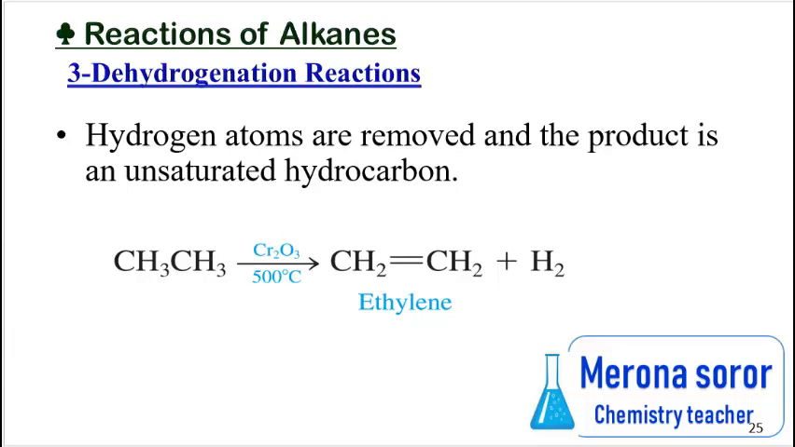Number 3. Dehydrogenation reaction. Hydrogen atoms are removed and the product is an unsaturated hydrocarbon, as in changing ethane into ethylene.